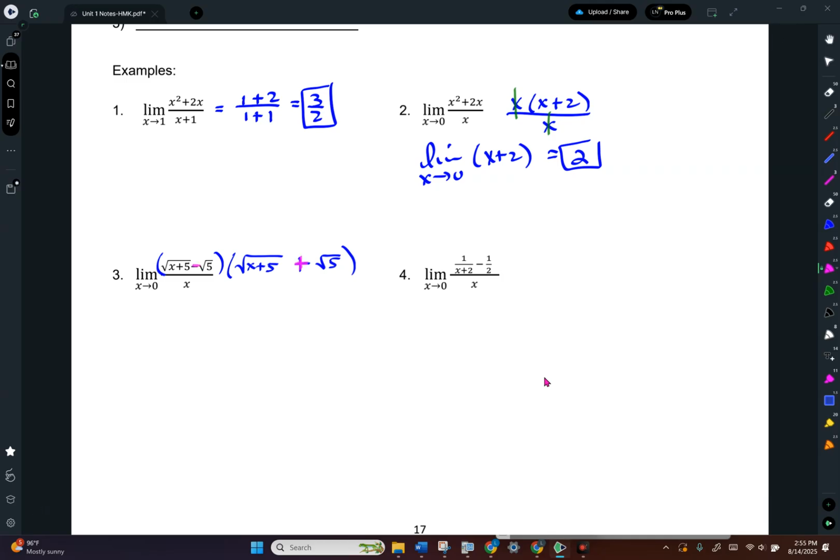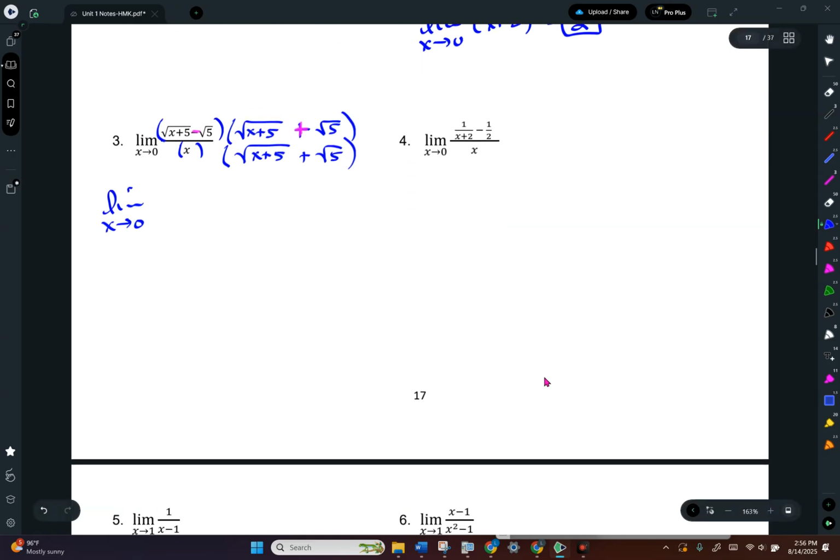That's the conjugate. But whatever you do to the top, you have to do to the bottom. So I'm going to multiply the denominator by the exact same thing, by the square root of x plus 5 plus square root of 5. Okay, so here's what I have: the limit as x approaches 0.